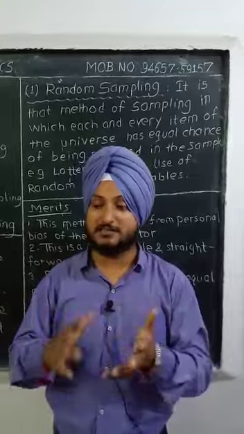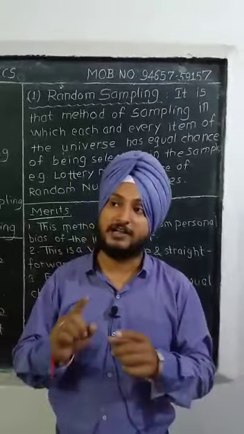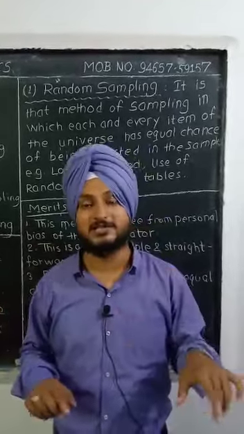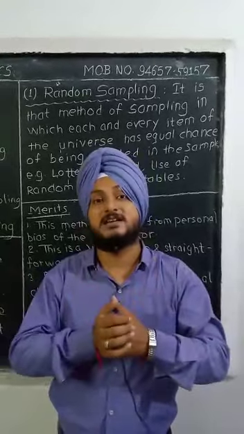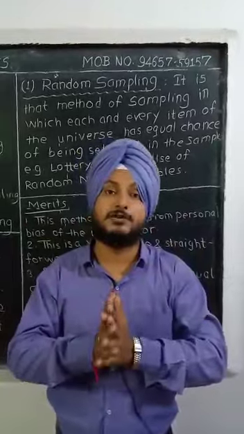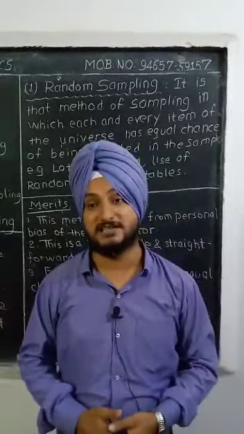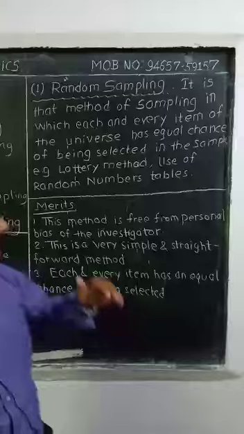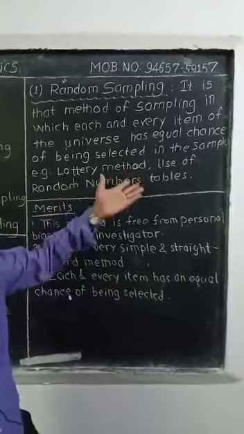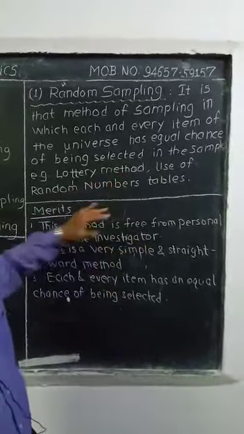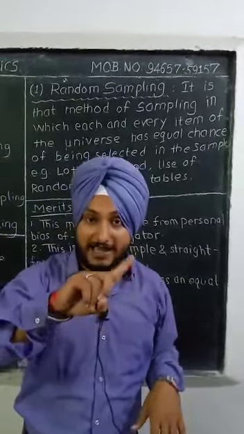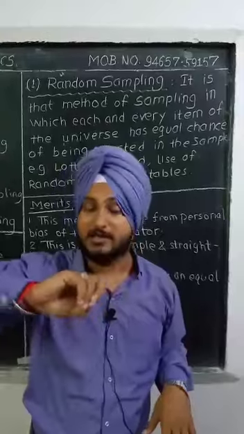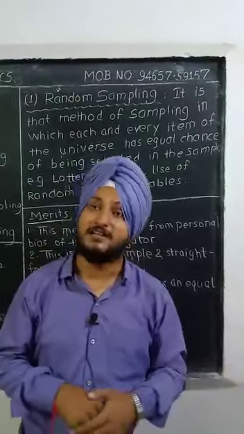Okay, so there is nothing logical like taking only girls or only boys. There is no logic in that. This method, random sampling, is when each and every item of the universe has an equal chance of being selected. The best example is the lottery method. In a lottery, every number can come up. Use of random number tables, you can see it as a dice. One arrow is there, and it can stay on any number. So this is random sampling.